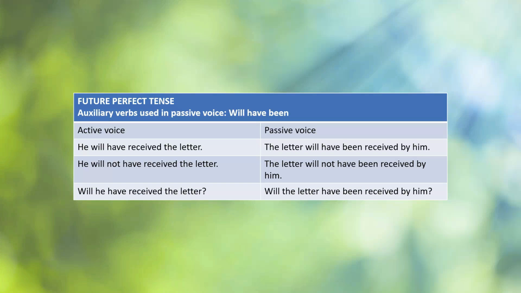Future perfect tense. The auxiliary verbs used in passive voice in future perfect tense are will have been. Will have is already in active voice, so we have to put been in passive voice. Now let's see one by one. He will have received the letter. There is will have already and the V3 form already. We will have to change only the places of subject and object and put the word been. So the letter will have been received by him. Second one. He will not have received the letter. The letter will not have been received by him. Will he have received the letter? Will the letter have been received by him? So this was future perfect tense.